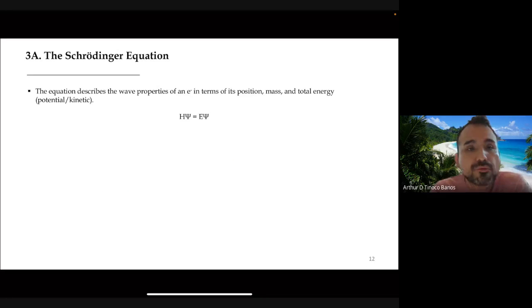All right, so a really important equation that you all will explore more closely in physical chemistry is the Schrödinger equation. All right, so this particular equation helps to describe the wave properties of an electron in terms of its position, mass, and total energy. And when we're talking about total energy, we mean both the potential and kinetic energy. As far as the kinetic energy, essentially that means the motion of the electrons within the atom. And as far as the potential energy, we're referring to the attraction between the electron or the electrons with respect to the positively charged nucleus.